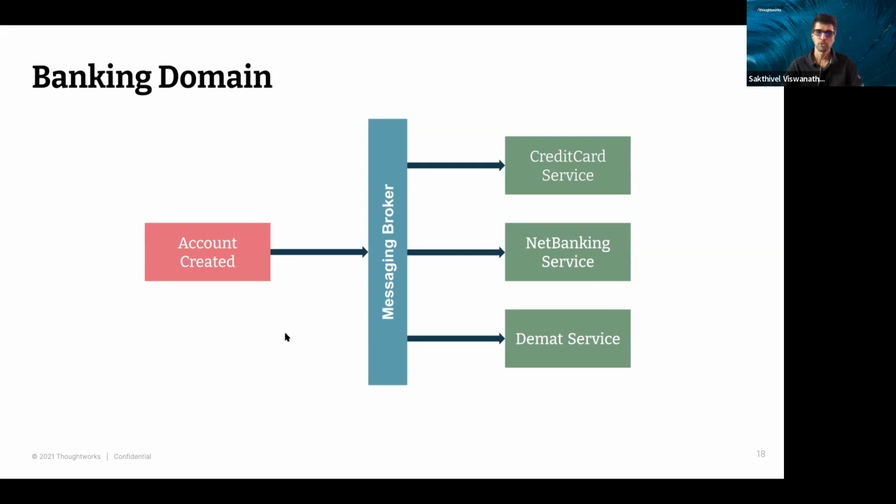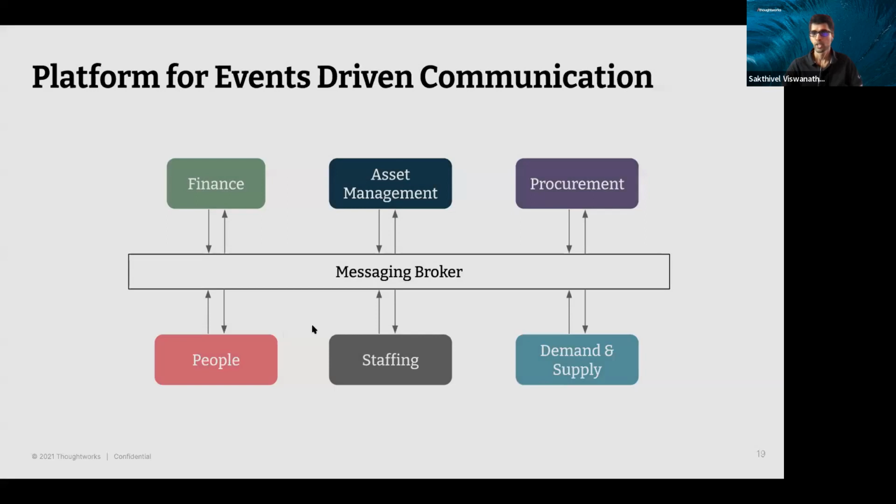If you take an example of an organization similar to ThoughtWorks, we have different sets of domains and subdomains within the organization. We have the finance domain, the people domain, staffing, dealing with all the staffing related things, asset management, dealing with managing the laptops and assets within the organization, procurement, demand and supply. These many subdomains are there, and event driven architecture enables ease of communication between different subdomains.